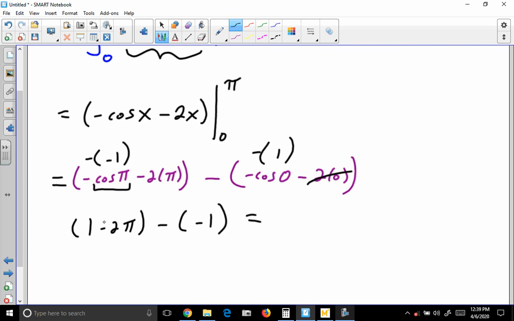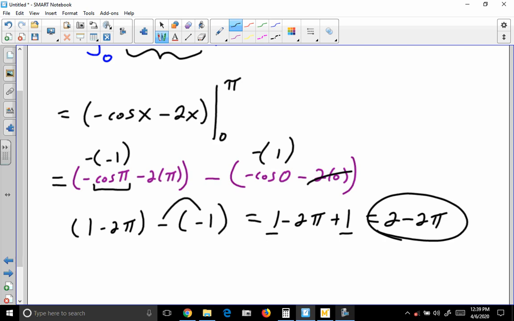So we have 1 minus 2 pi minus a -1. Well, minus a negative will make that a plus 1. So if we combine like terms, we have 2 minus 2 pi. And that's what we get when we evaluate that definite integral.